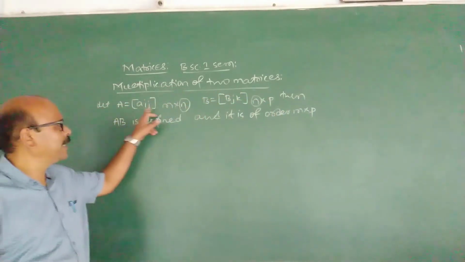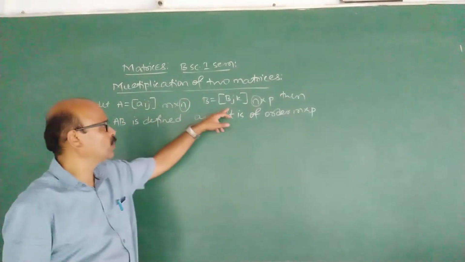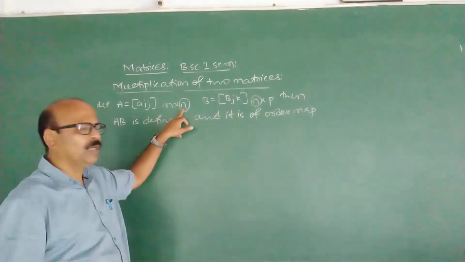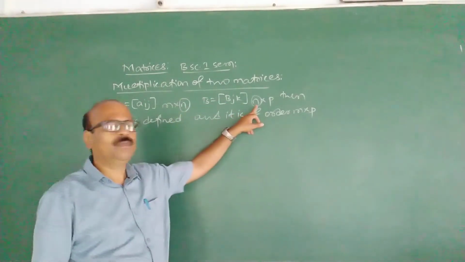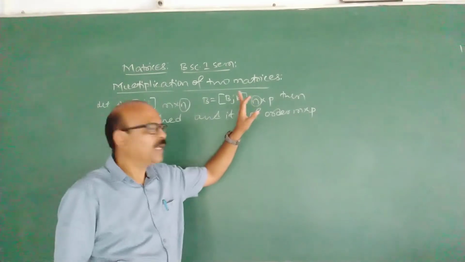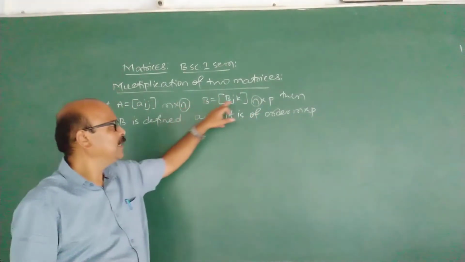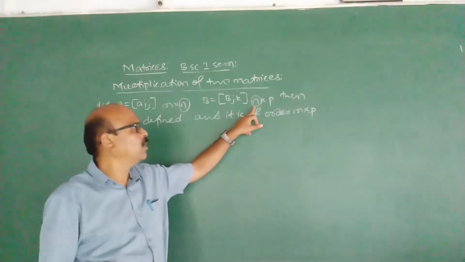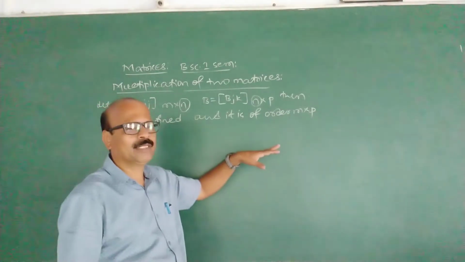This is called pre-matrix and post-matrix. A is pre-matrix, B is post-matrix. The number of columns of pre-matrix must be equal to the number of rows of post-matrix. Then only AB is defined.